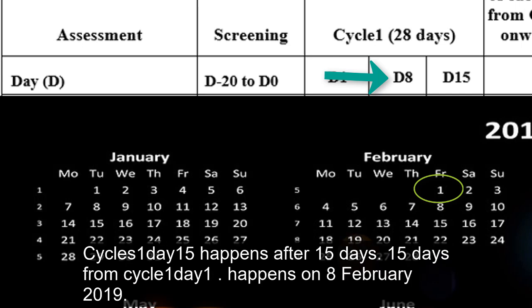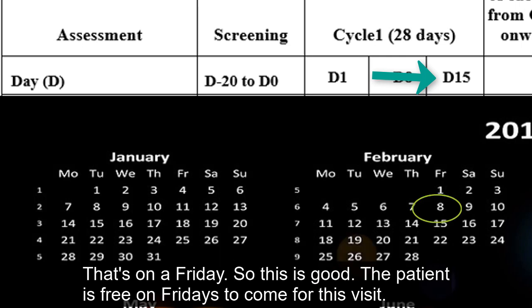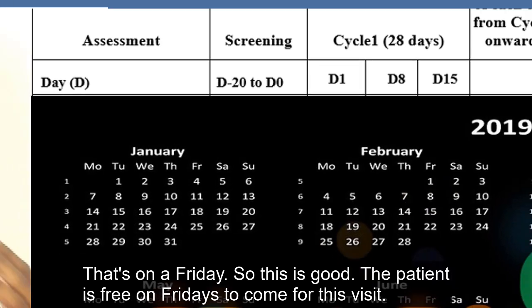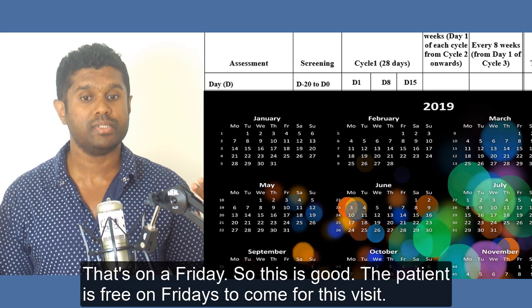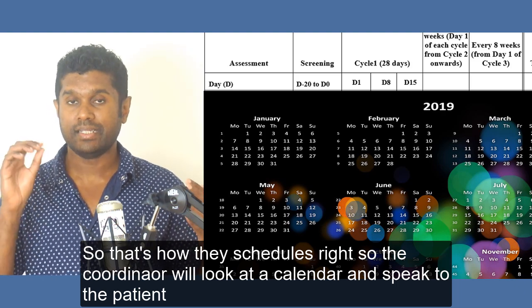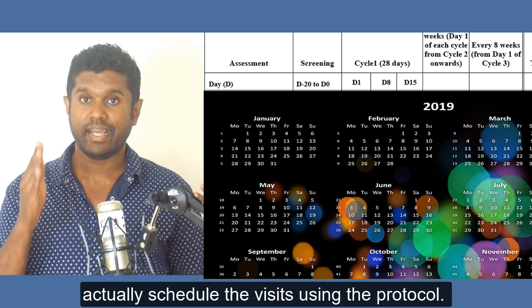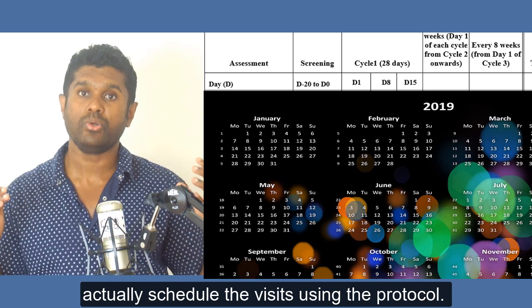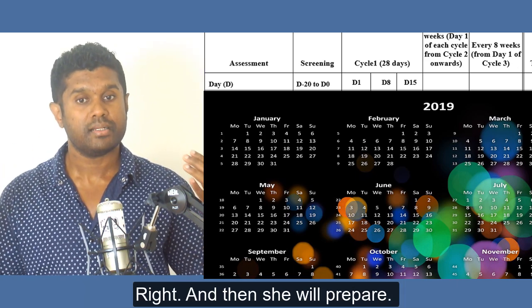And cycle 1, day 15 happens another. So that's 15 days, right? 15 days from cycle 1, day 1 happens on 8th February 2019. That's on a Friday. So this is good. The patient is free on Fridays to come for this visit. So that's how they schedule, right? The coordinator will look at a calendar and speak to the patient and actually schedule the visits using the protocol, right? And then she will prepare.